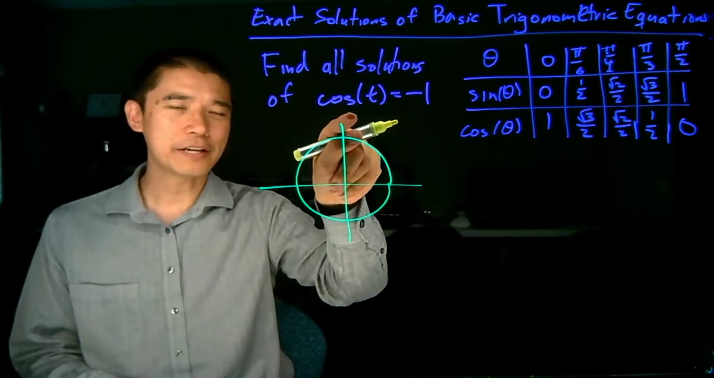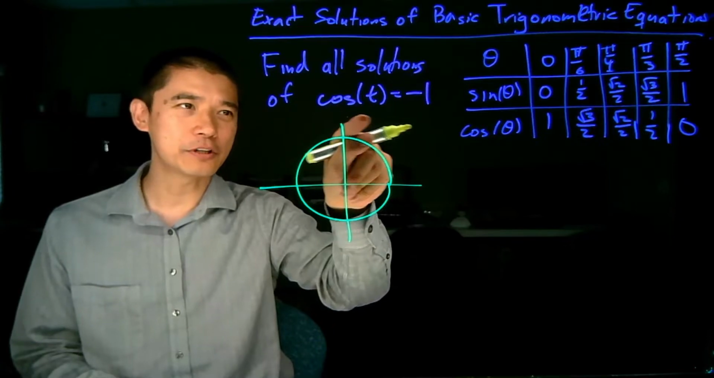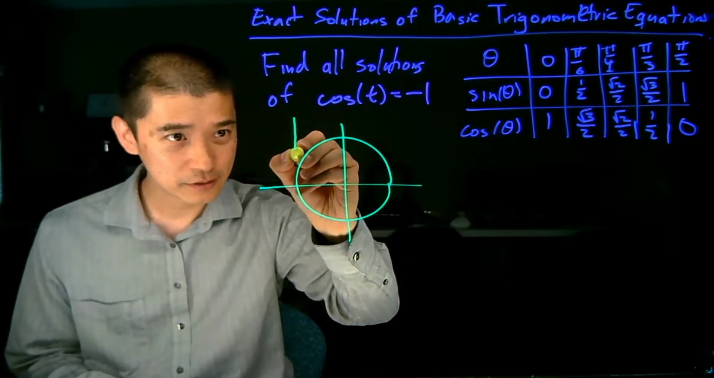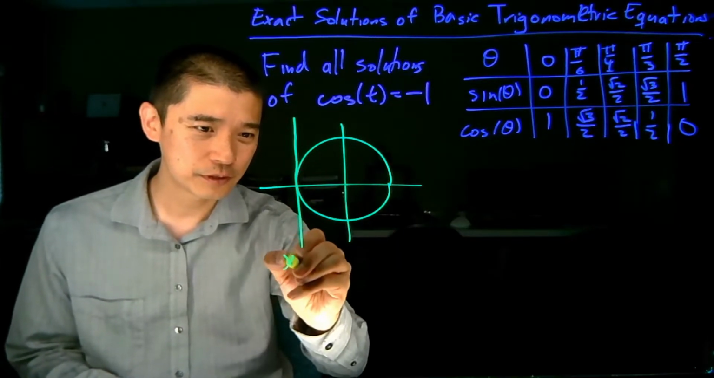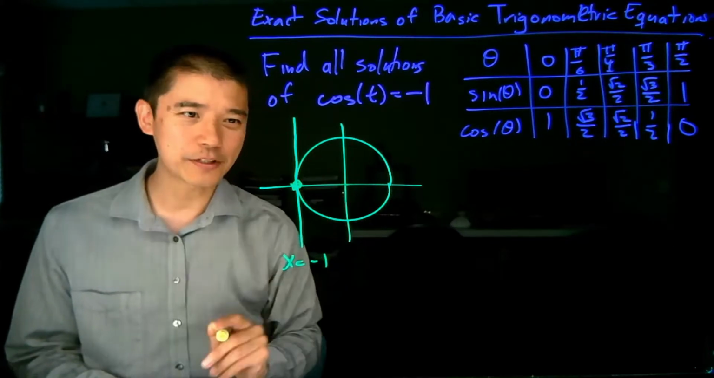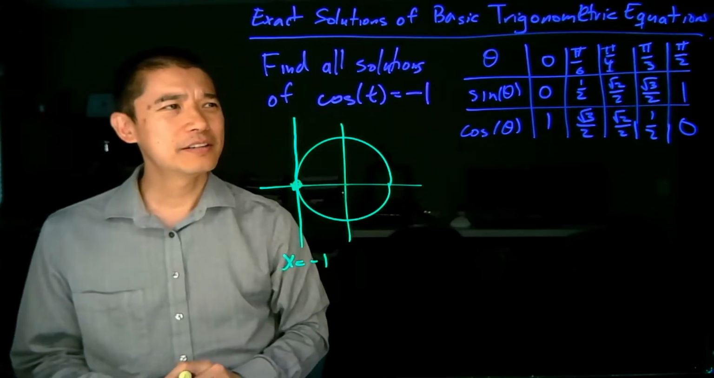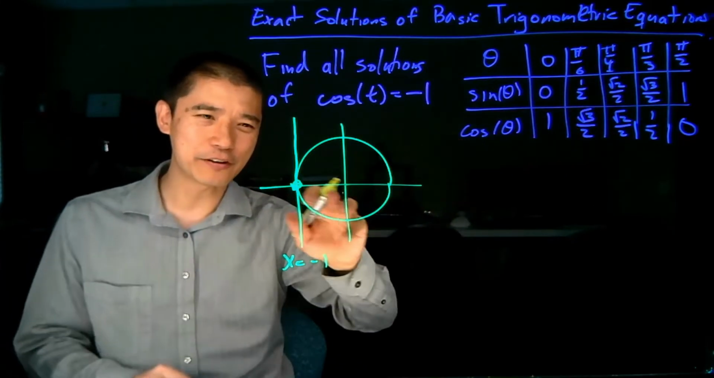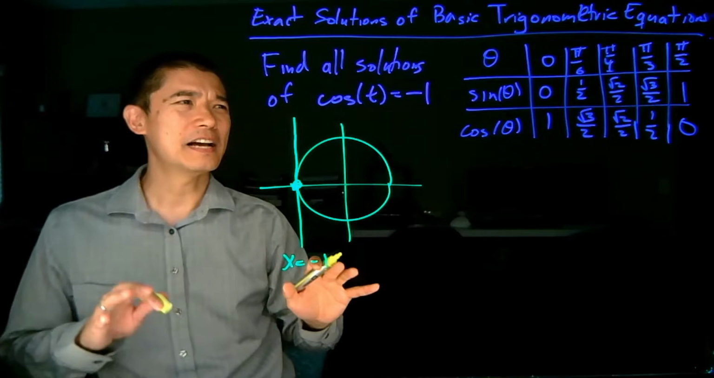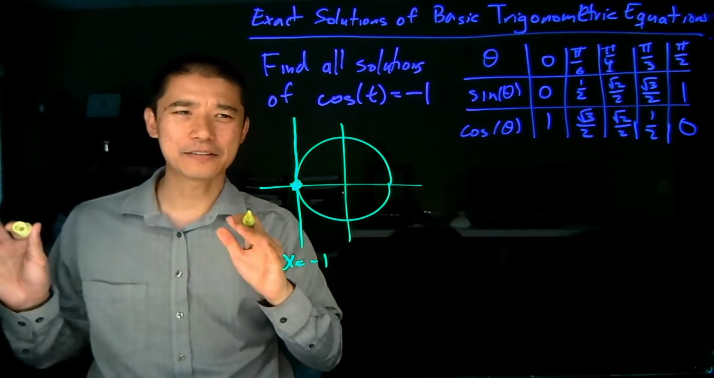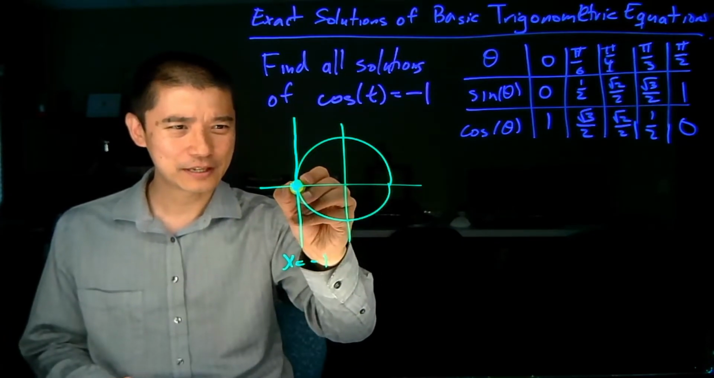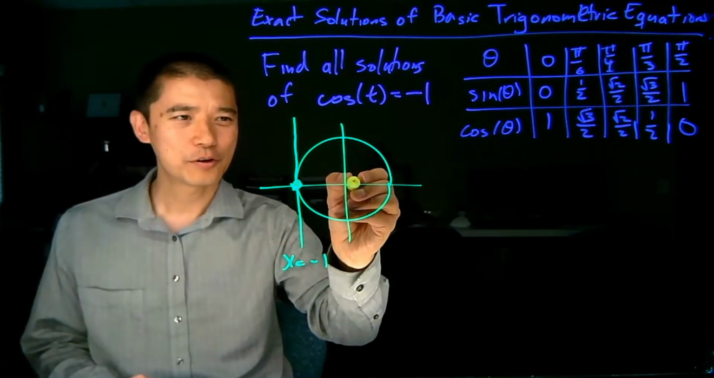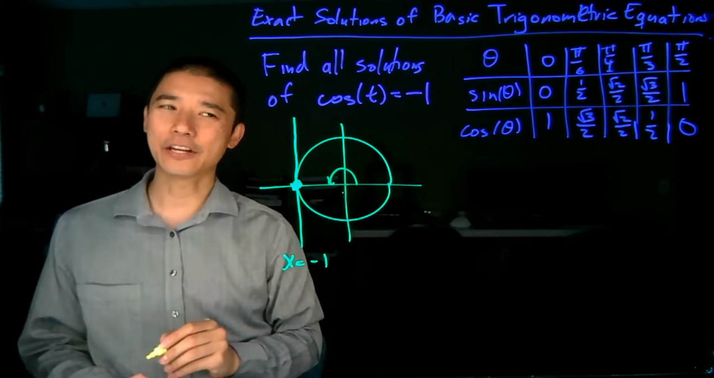We want cosine. Cosine is the x-coordinate. The x-coordinate is -1. Since we have a unit circle, that corresponds to that tangent point right there. Now, we try to do a lot with trying to set this up by looking at reference angles, the reference angle of 0, and things like that. That ends up being a lot of work for something that is very graphically obvious. This is the only solution. What is that angle? That angle is pi.